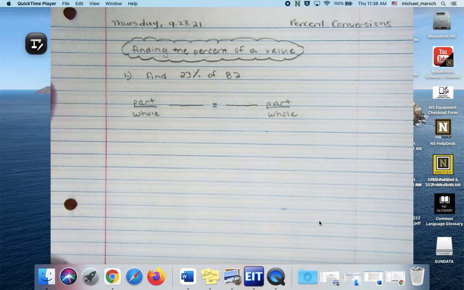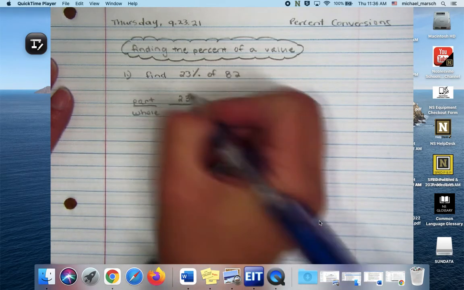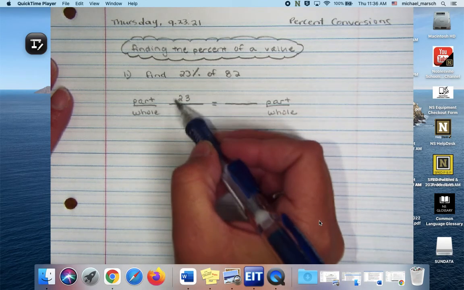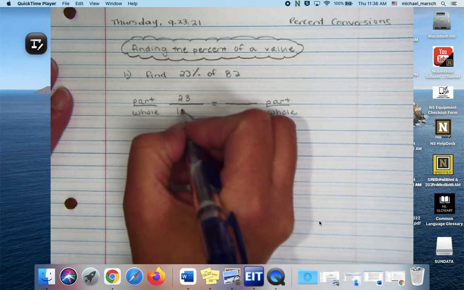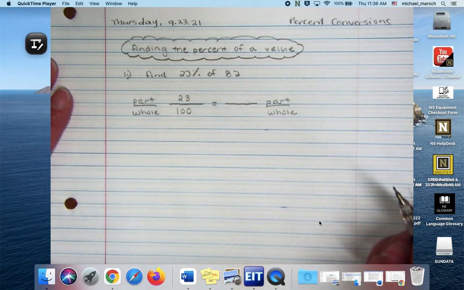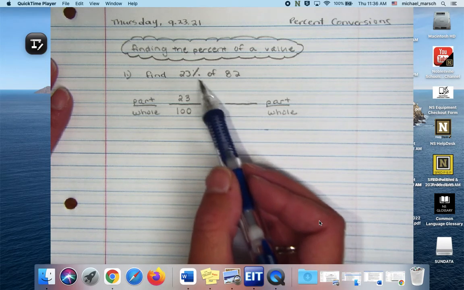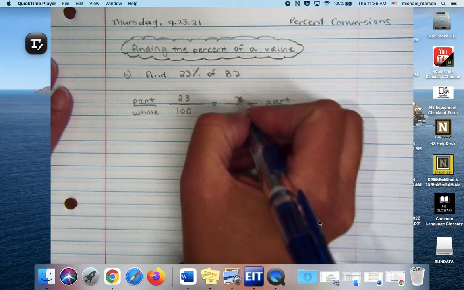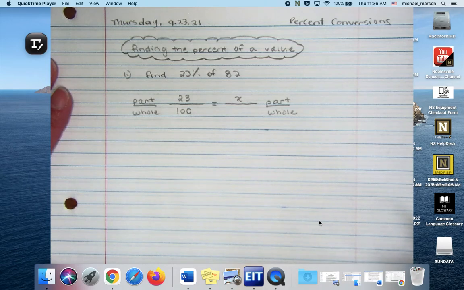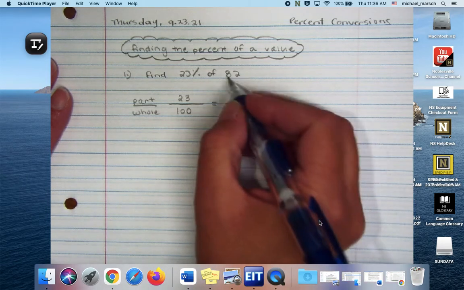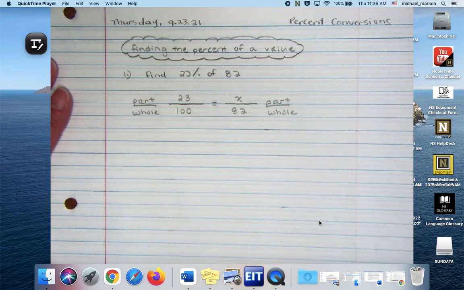So if 23 is the percent, what would be the whole value? 100. Then we're trying to find the part of 82, so that's going to be my variable, x. And then our whole value was 82.